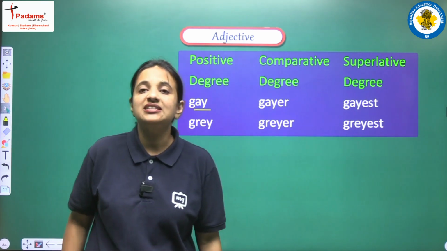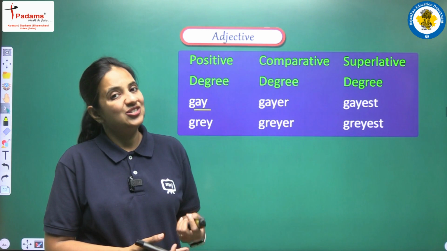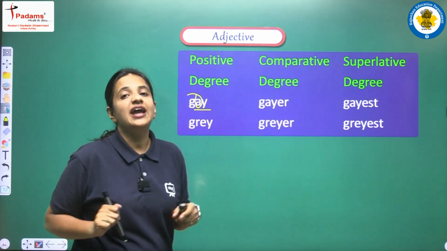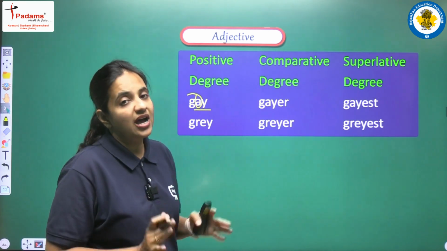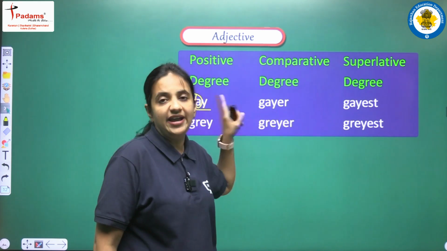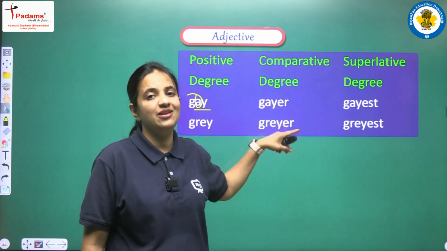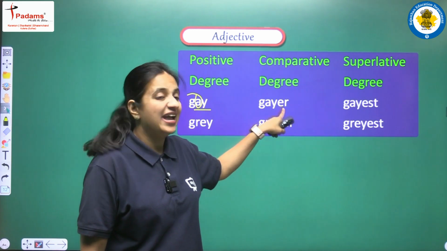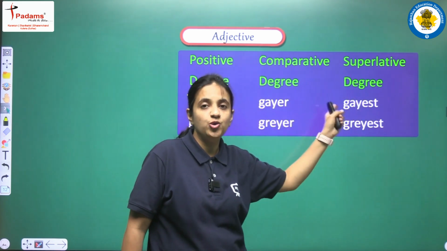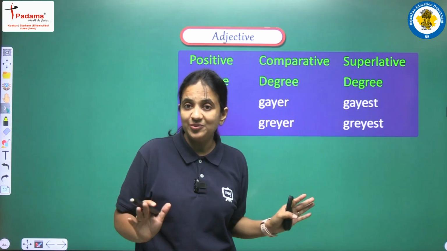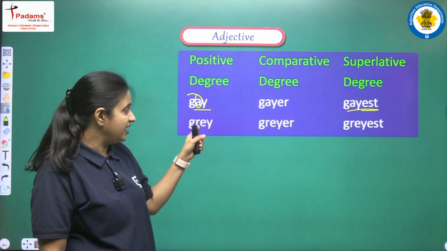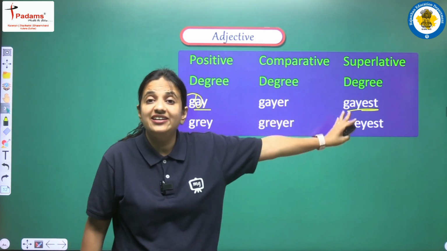The first example is gay. Gay means to be happy. So if we are having Y at the end and before Y we are having A, that is one of the vowels, so now we don't need to replace Y. In comparative degree also we will write the same Y, and after Y we are adding ER, and same thing we have to do in superlative degree. We have to write the same Y, no need to replace Y, and after that we have to write EST. So it will be gay, gayer and gayest.